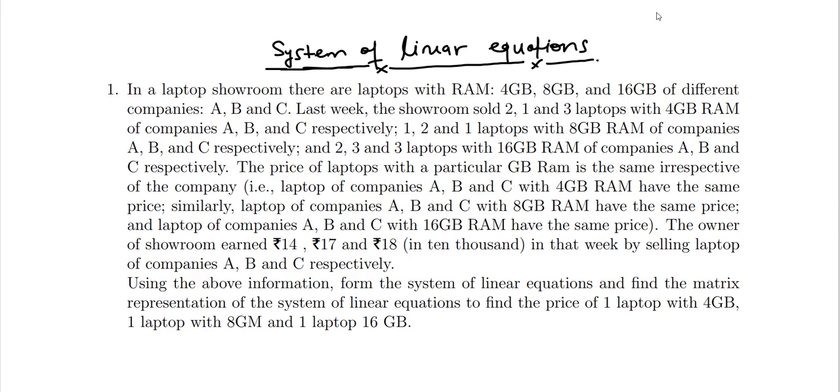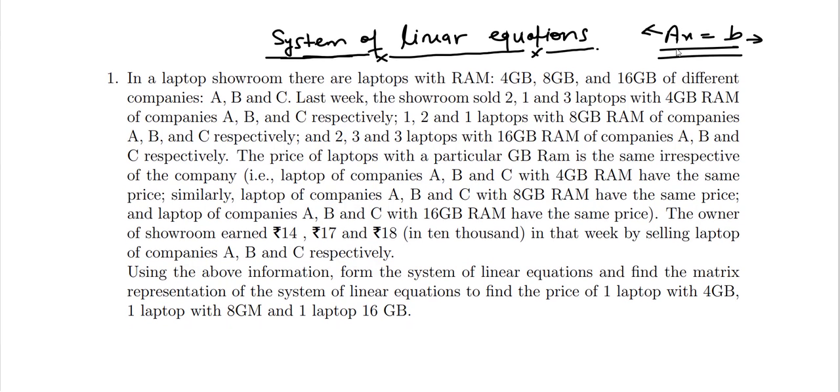Hello friends, in this video we will try to find the system of linear equations and the matrix representation of that system. So suppose we have a system of linear equations. The matrix representation of the system is Ax = B, where A is the coefficient matrix, X is the collection of variables, and B is the right hand side of the system of linear equations.